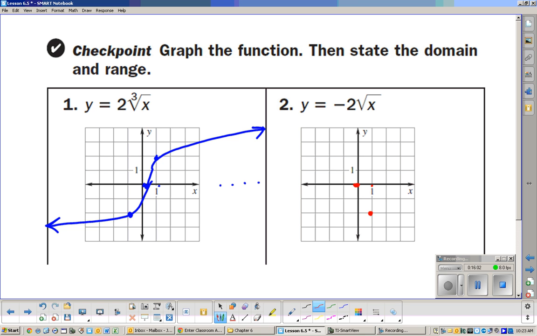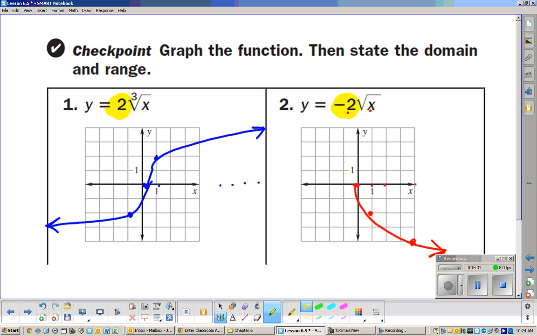What did -2 go to? -4? If I put a 4 in there, the square root of 4 is 2, and 2 times -2 is -4. So this is where this one's going. So it's a reflection and a vertical stretch of how much? 2. Yep. Okay.